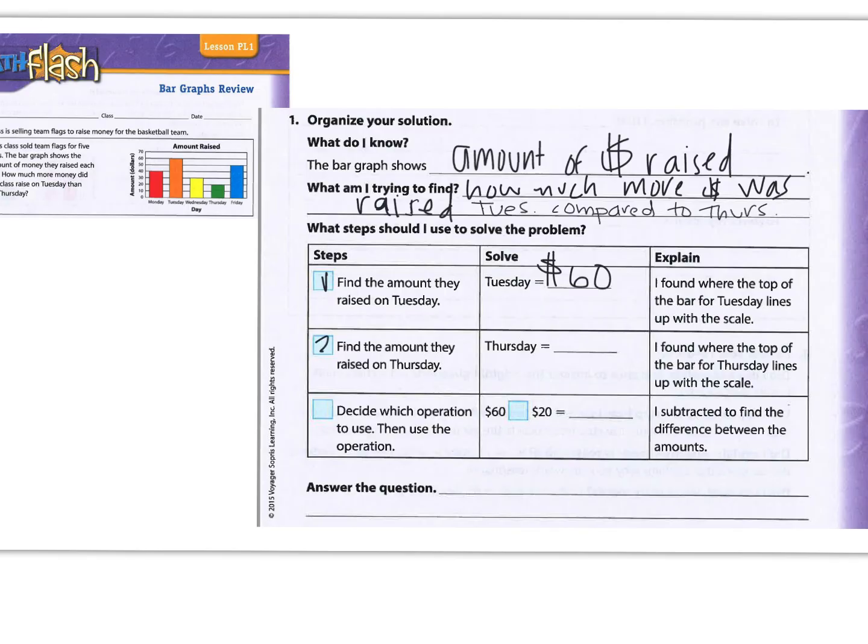And then step 2, we need to find the amount raised on Thursday. Well, we saw that at the top of the line goes over to the 20. So we're going to write $20. And then step 3, we need to decide which operation to use, then use the operation. So 60, which operation are we going to use? Well, over here it says I subtracted to find the difference between the amounts. So you're going to subtract because 60 is more than 20, so we want to find out how much more. It is $40 more. Oh, $40.